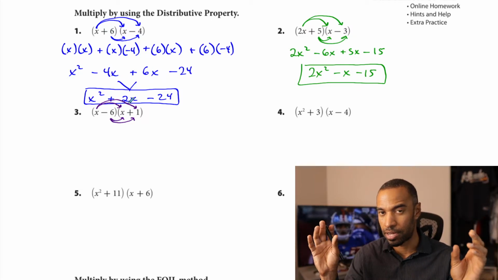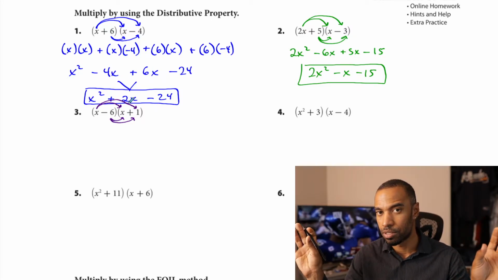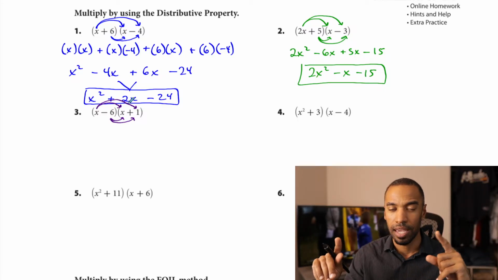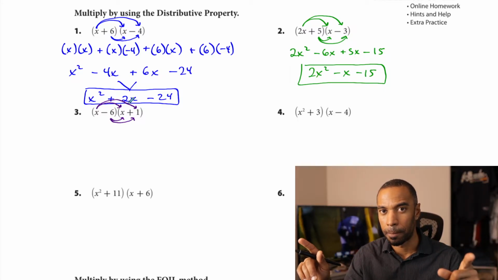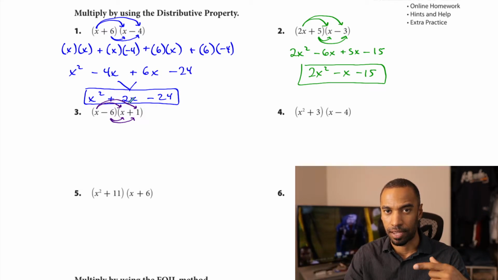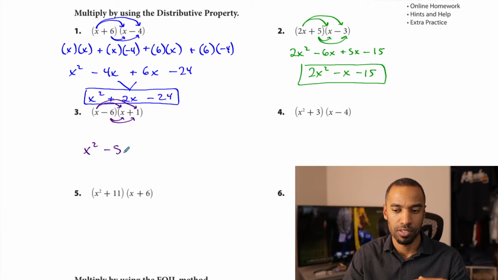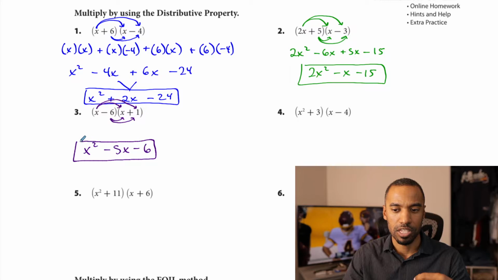Now the x squared and the minus 6 on the outsides of those are not going to combine with anything. But the 1x and the negative 6x will combine. That becomes negative 5x. So ultimately this becomes x squared minus 5x minus 6. That's the end result of that. So you can see how fast some of these things can become.